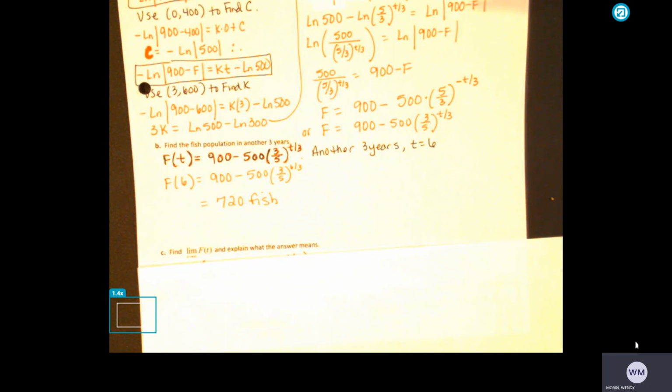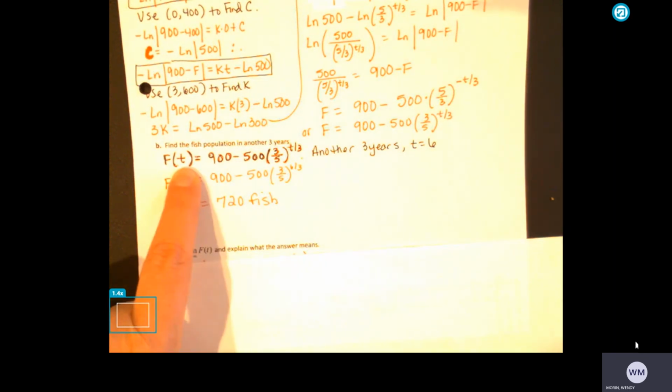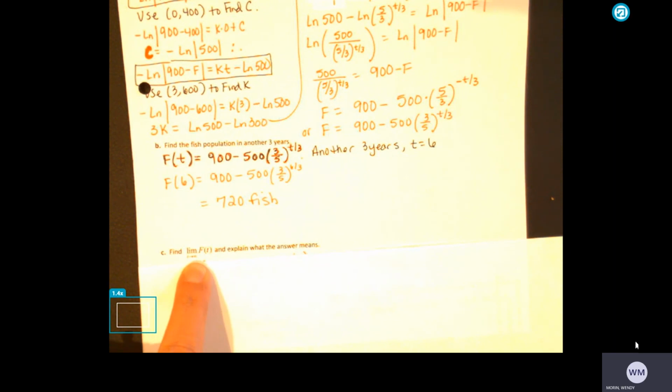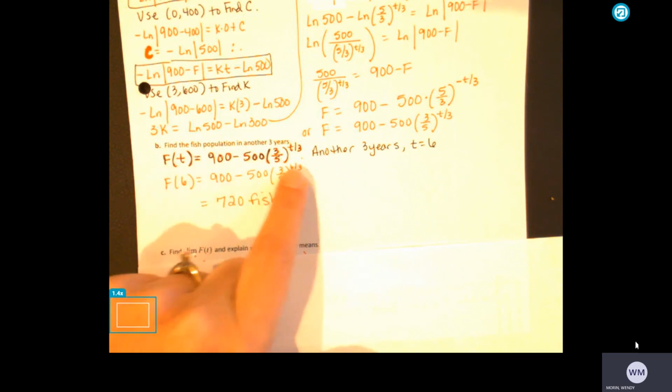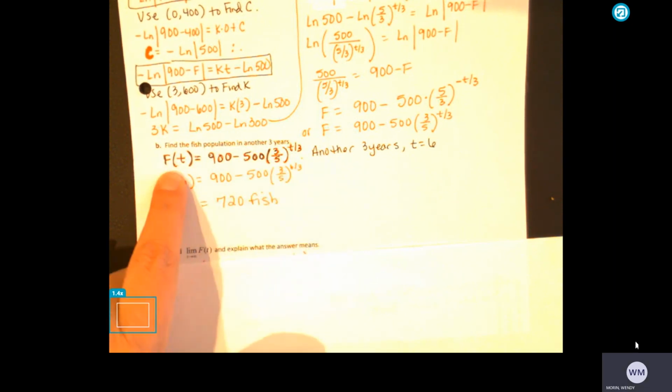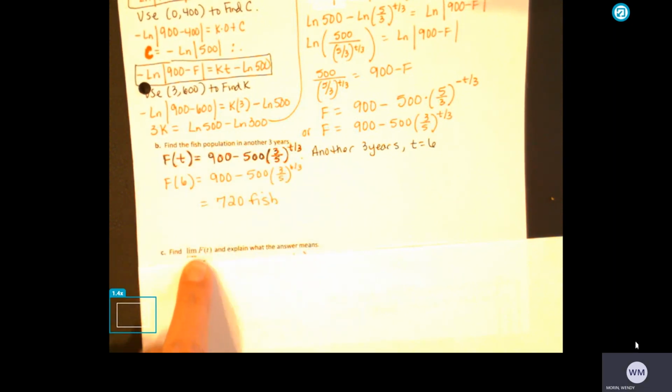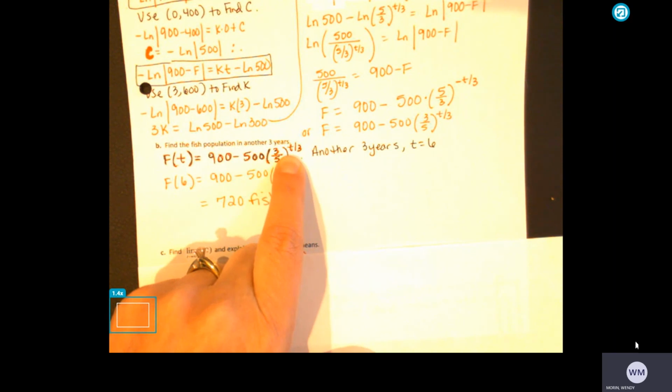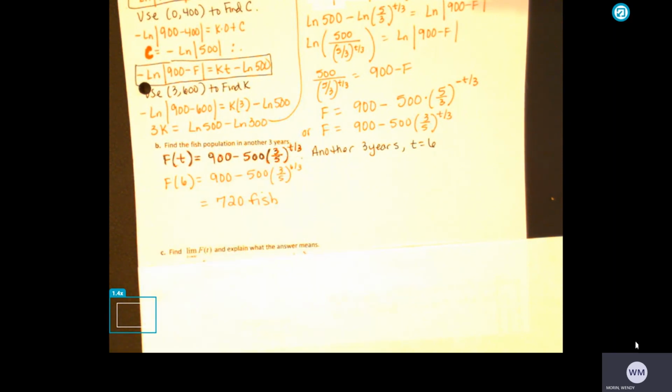Okay. And then the last question is, find the limit of f of t, this equation right here, as t approaches infinity. So why don't you try that? Find the limit of our f of t as t approaches infinity. As this exponent gets larger and larger, what is the limit of f of t? Pause the video if you don't want to know the answer right now.